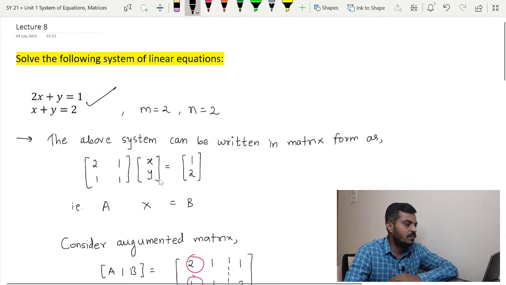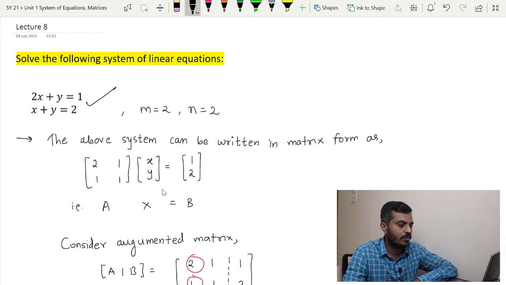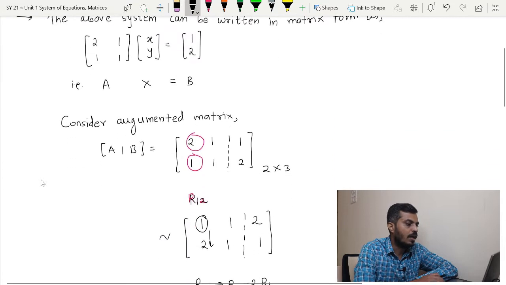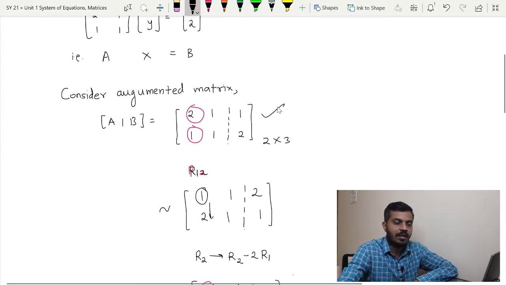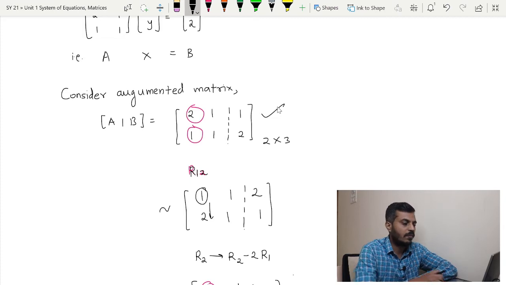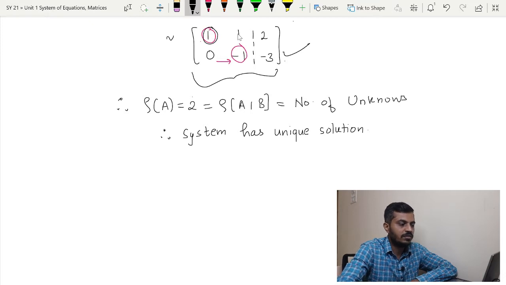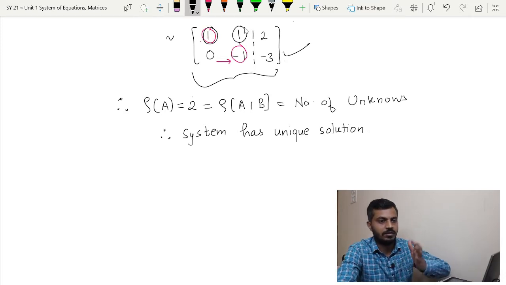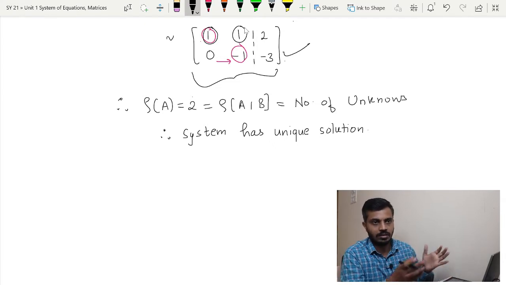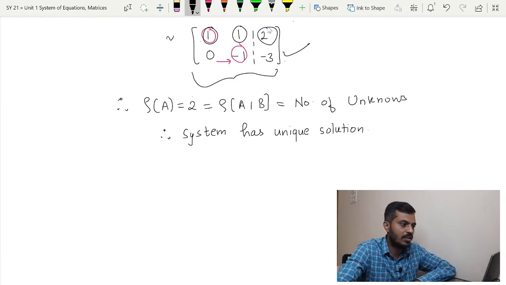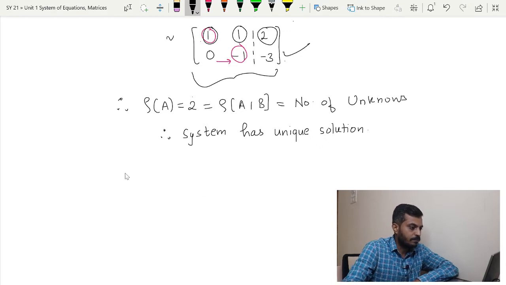So, initially this is our system: 2x plus y is equal to 1 and x plus y is equal to 2. Now, observe the process, how we have written this in matrix form and how we have written the augmented matrix. The same process we have to do in a reverse way in order to write a system by using this matrix. So, these are the coefficients of the x and y variables, and this 2 indicates what? It is the value on the right hand side of the equation. So, let us write then.